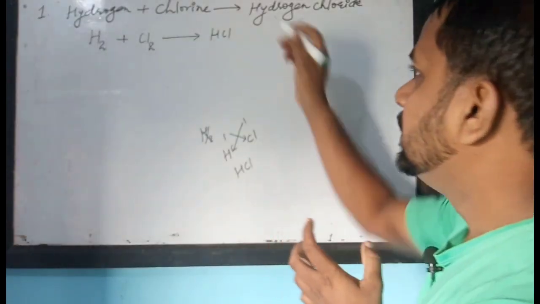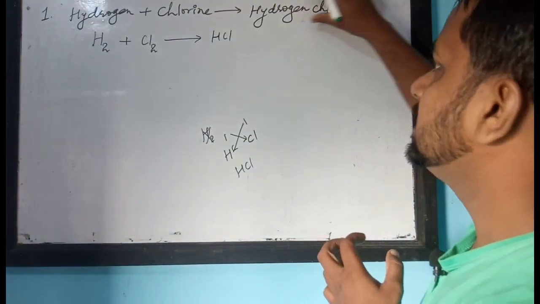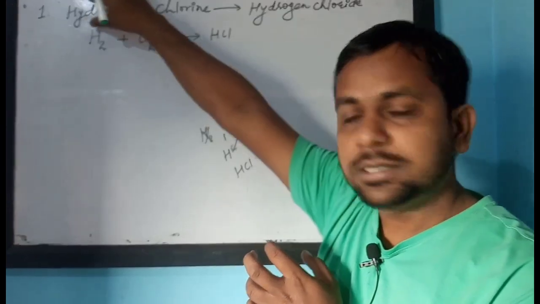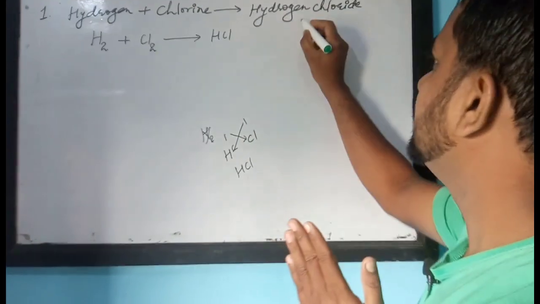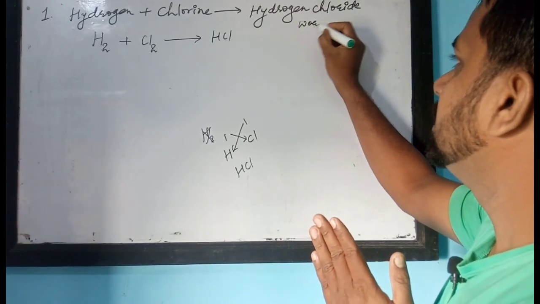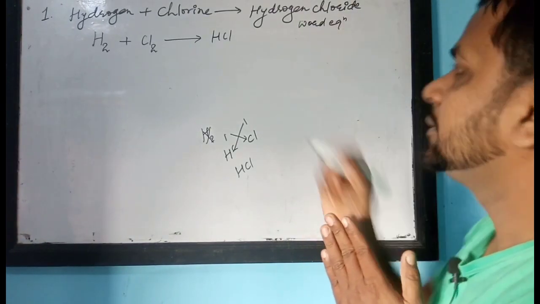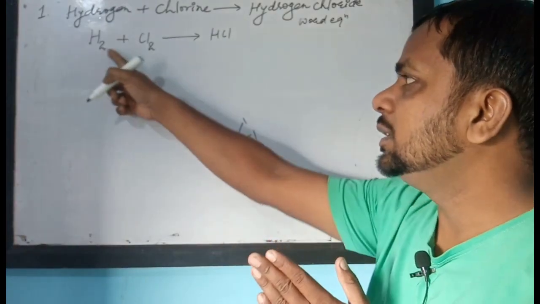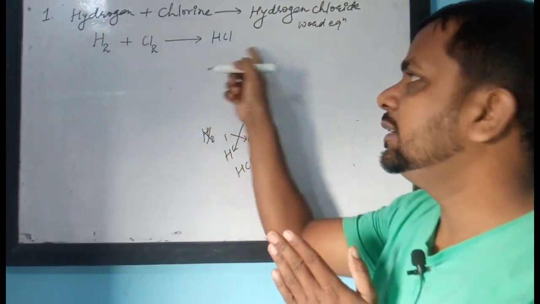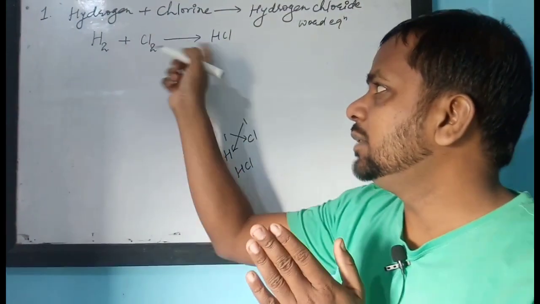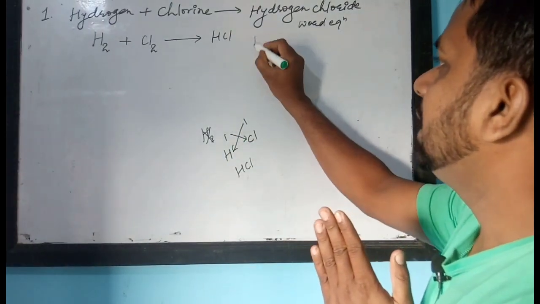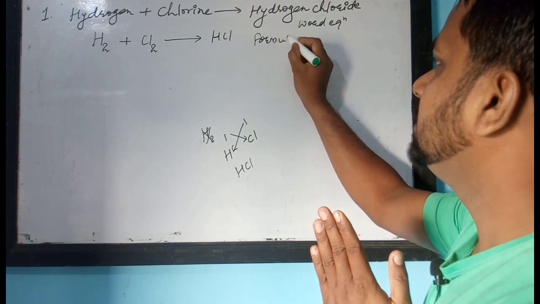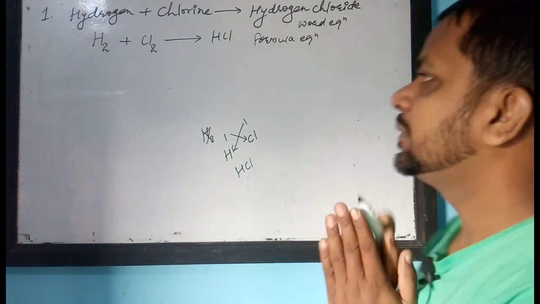Okay, this upper one is the chemical equation written in the form of words, so it is called a word equation. This down one, since the formulas are written here and we have shown the chemical equation, is called a formula equation.